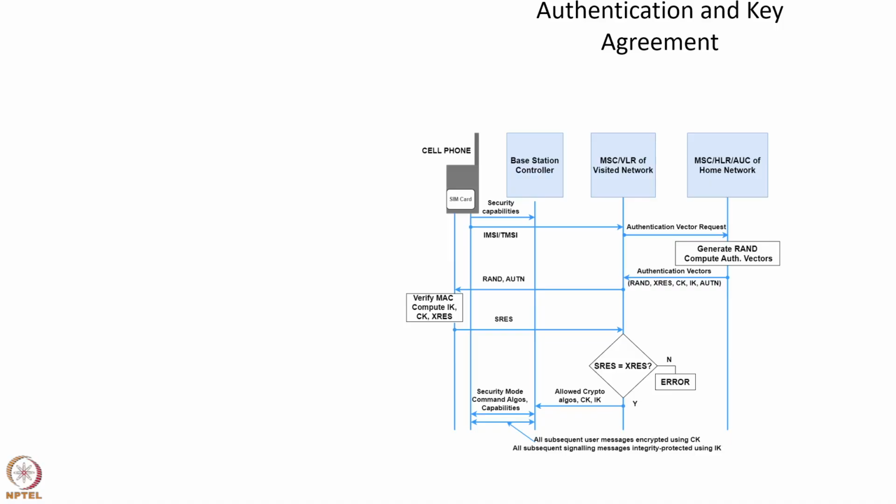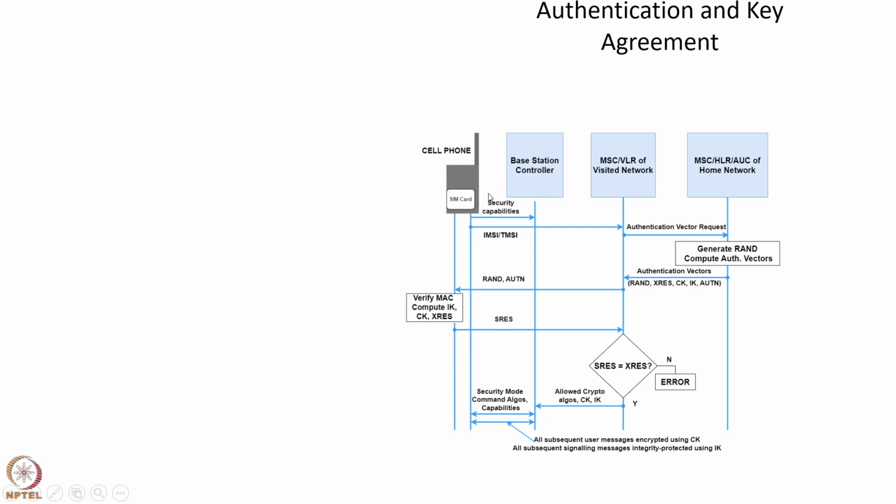So we first discuss the authentication and key agreement phase in UMTS. Later on, we'll discuss how encryption and message integrity are done. So we start with authentication and key agreement. So this figure shows the process used for authentication and key agreement. This is the cell phone and it communicates with the base station, which is connected to the BSC or base station controller. And this is the MSC VLR of the visited network, and this is the MSC HLR AUC of the home network. So we can see that the process has many similarities with GSM's authentication and key agreement phase.